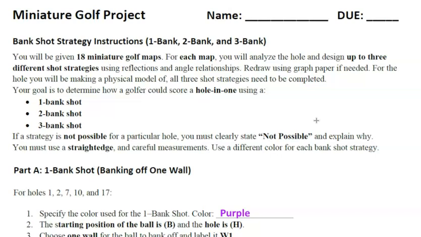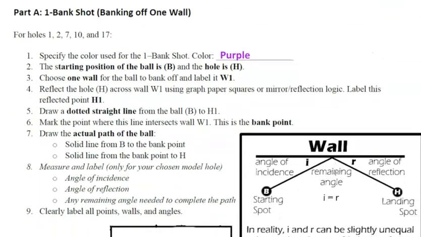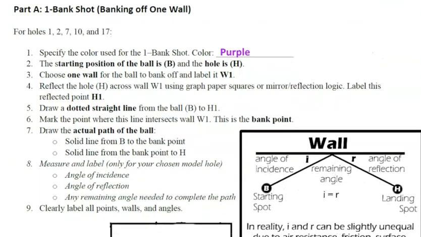We must use a straight edge and careful measurements. Use a different color for each bank shot strategy. Let's look at part A, the 1 bank shots. Banking off of 1 wall. For holes 1, 2, 7, 10, and 17, specify the color used for 1 bank shots. For this example in the video, I'm going to use purple for that.